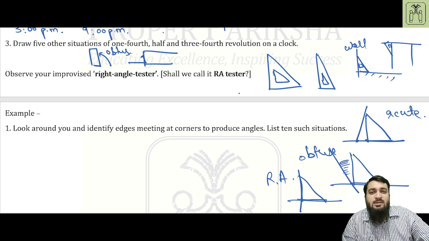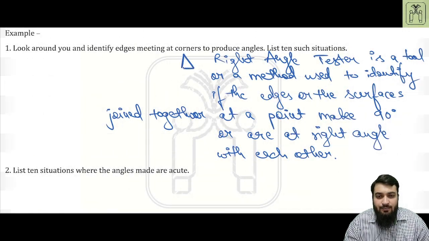Now coming to some solved examples. So I have written the definition over here. You can write it down. This is the symbol of definition. Okay.